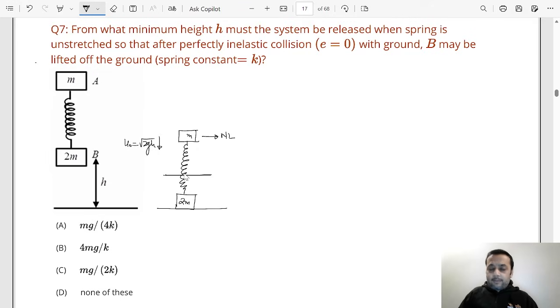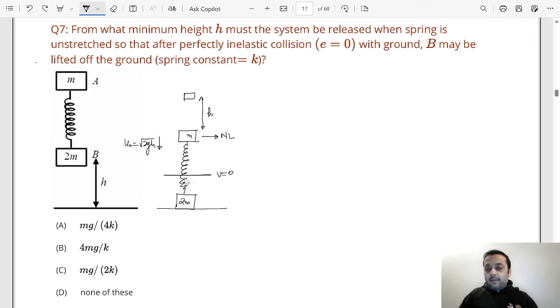All right, now what will happen? m will start going up, and let us say finally, when m stops, it stops till here. Look, this is the extension in this spring. So m comes down, stops here, so the velocity of m becomes zero, and then it goes back, and let us say it finally stops here. So you want that when m finally stops here, 2m could be lifted off.